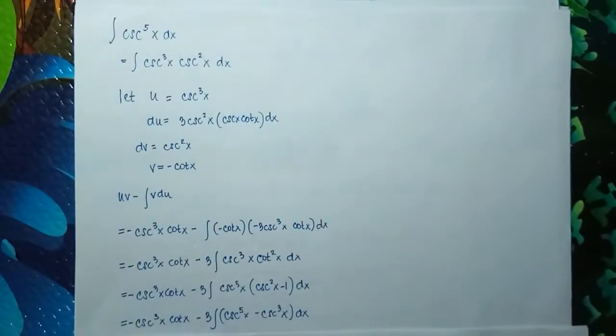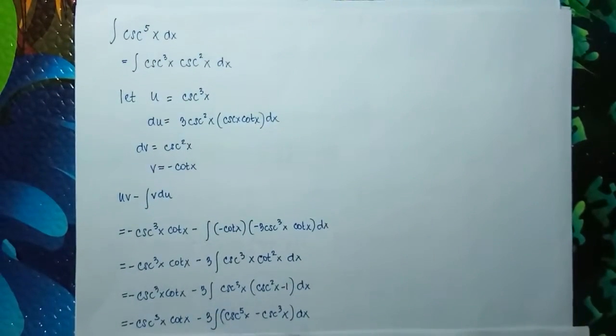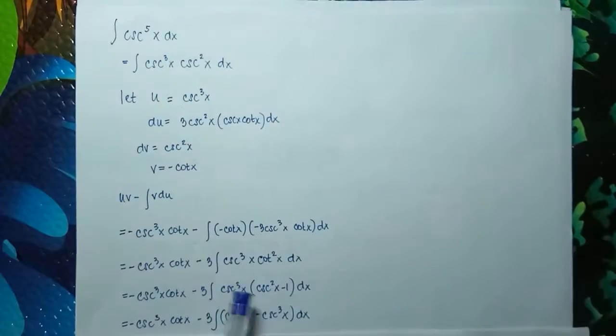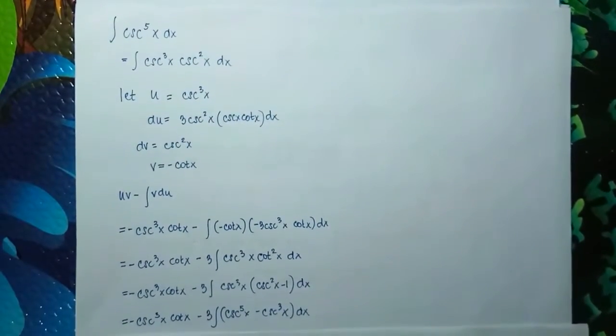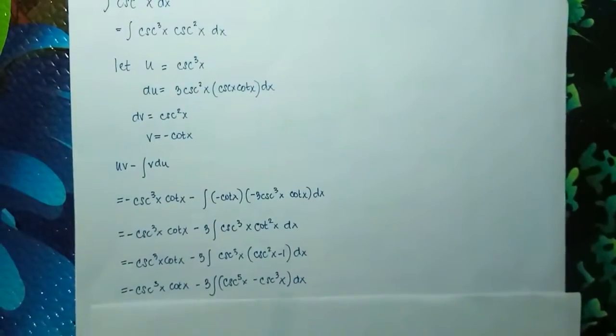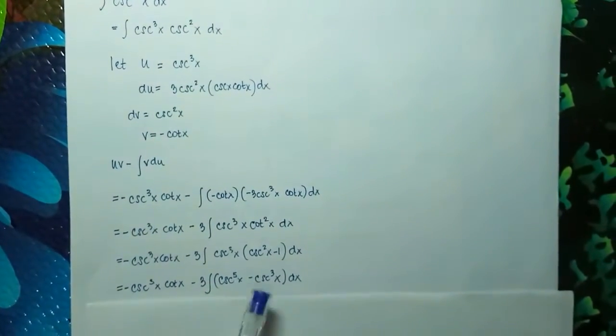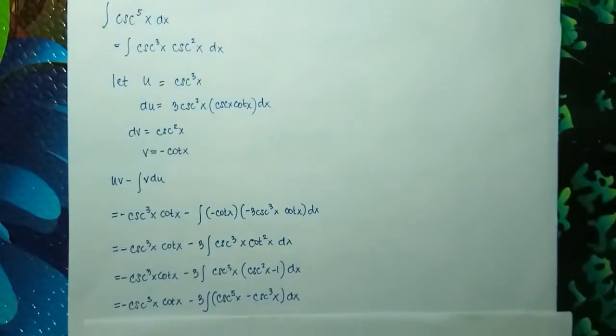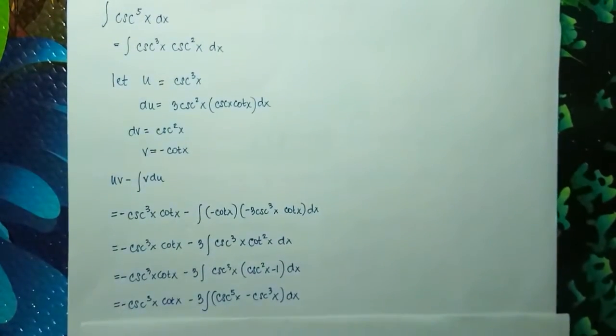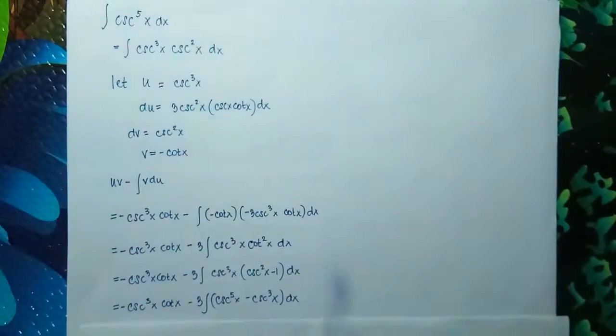So we brought down this term again, minus 3 times the integral of, we distributed cosecant cubed x into this term, so we have cosecant raised to 5x minus cosecant cubed x dx. So as you can see, we have arrived at the integral of cosecant raised to 5x again, which is alike to the term of our main integral. So in order to solve this problem, we're going to incorporate the main integral into our formula.